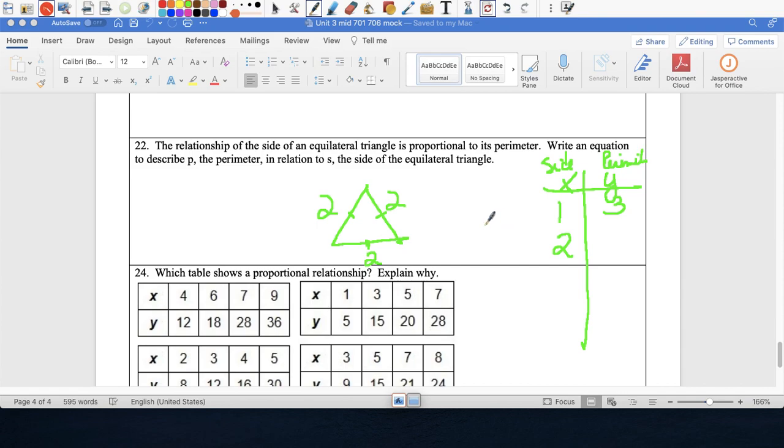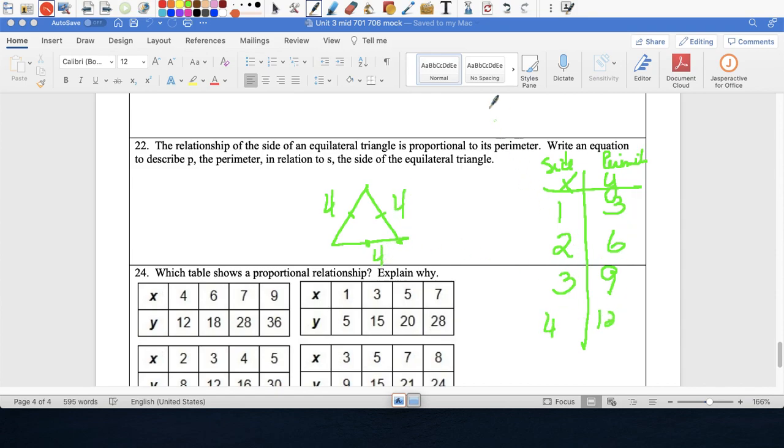So anytime you don't have numbers, plug some in, pick easy ones. If the sides are now 2, what's my perimeter? 6. Okay, is that enough information? Let's do maybe 1 or 2 more. If the side of this triangle is 3, it means this is 3 and this is 3. What happens to my perimeter? 9. Let's do 1 more. If the side of my triangle is 4, it means that this guy is 4 and this guy is 4, and my perimeter is 12.